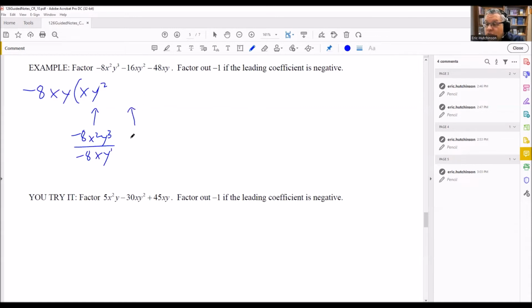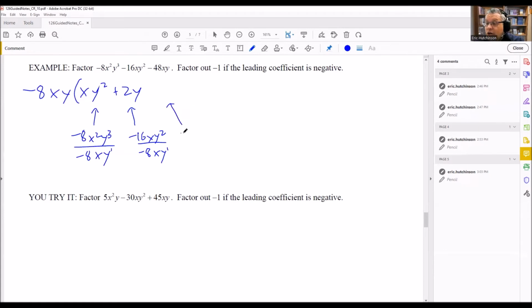Moving on to the middle term, I have -16 x y squared, and we're dividing this by our GCF. -16 divided by -8 is +2. X's are going to cancel out completely. And then I have a 2 minus a 1. That means I'll just have a y left over here for that middle term.